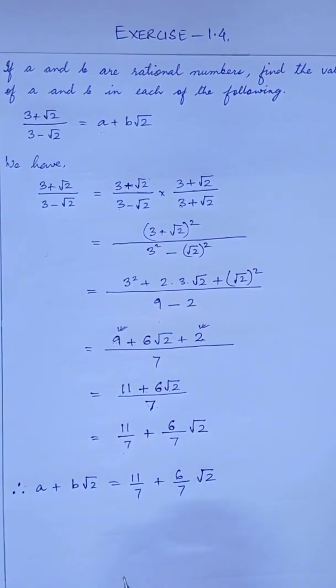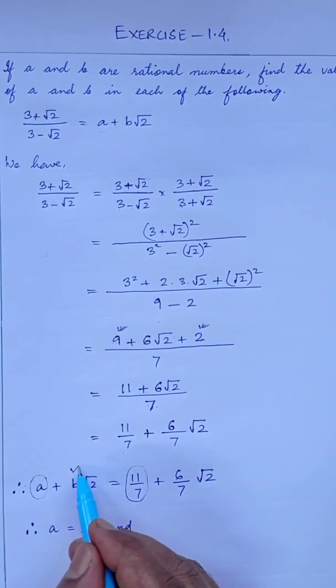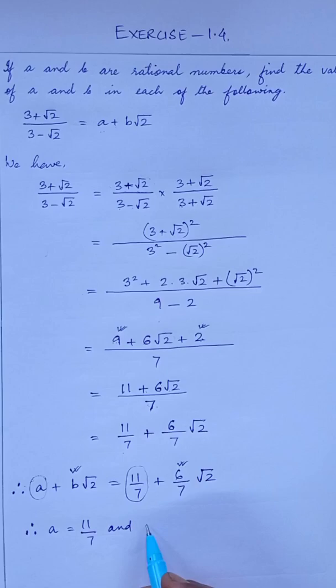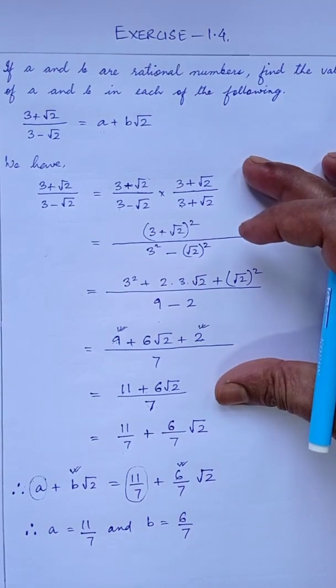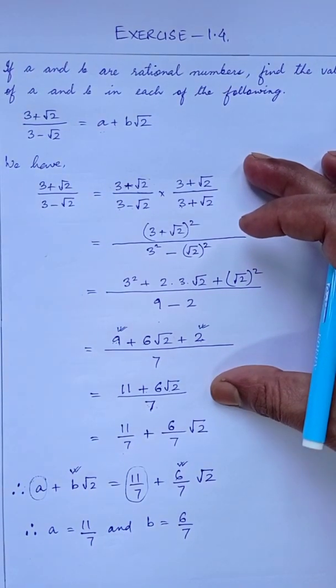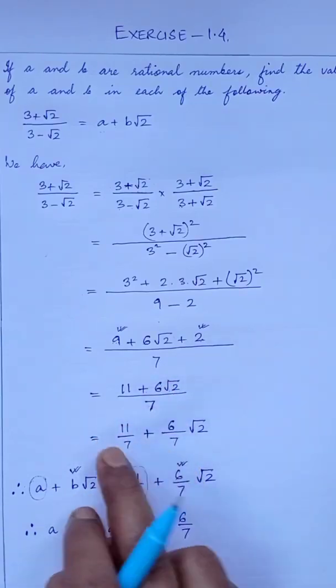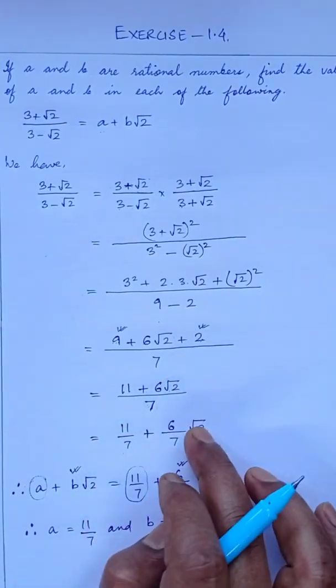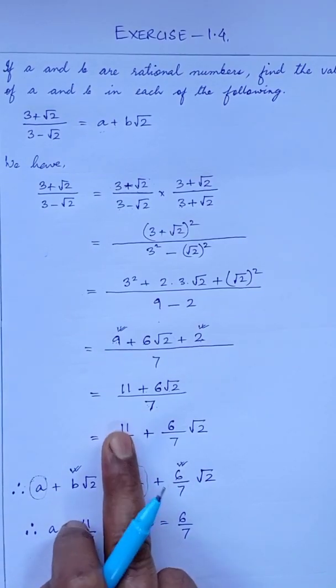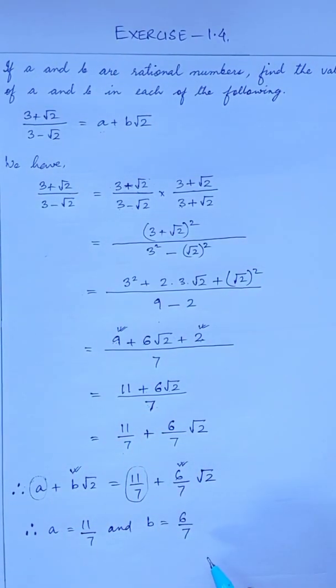Now can you guess what is a? The first one is a equal to 11 by 7, and the second one without the root, the rational number, b will be equal to 6 by 7. That's it. This is how we find the value. So the solving part is exactly the same as before. What is extra here? We have to make two different fractions and keep the root away. Then the first one will become a, the second one will be b. I hope you understand this one.